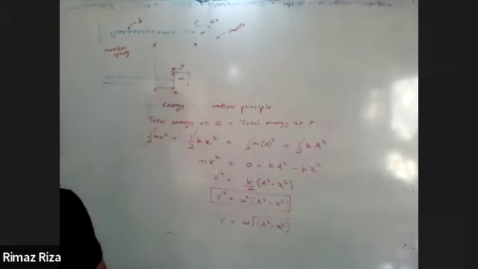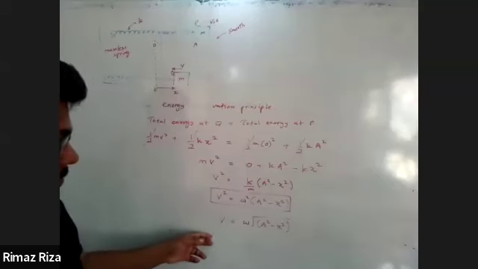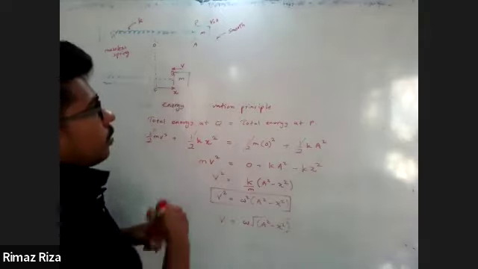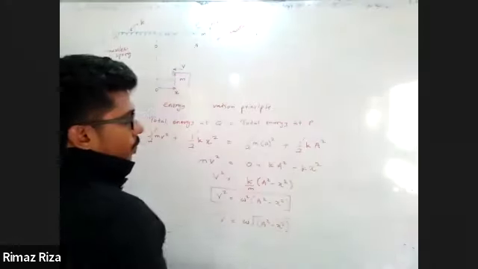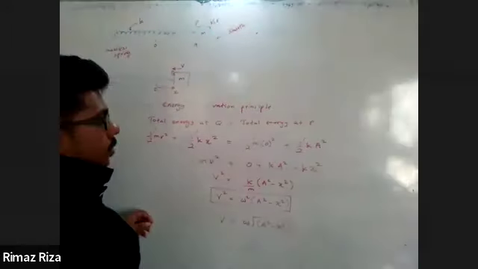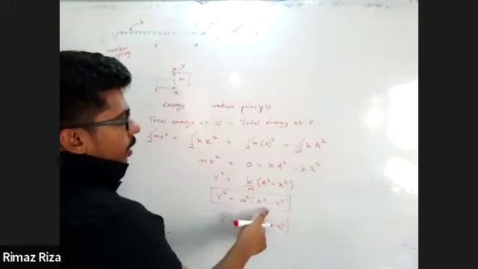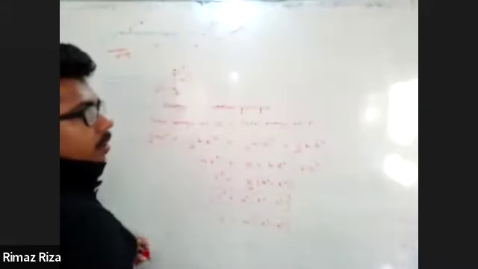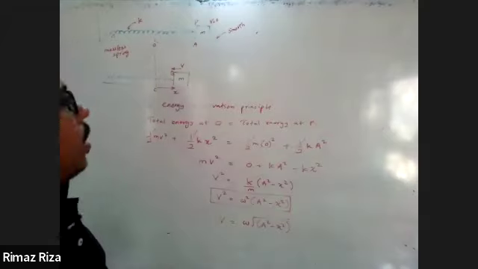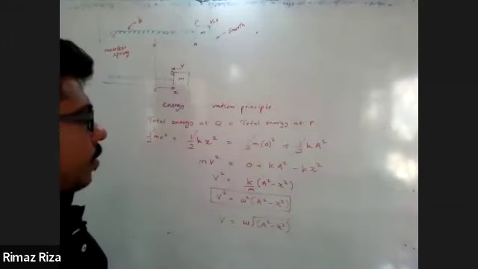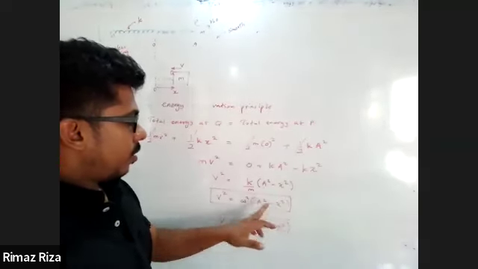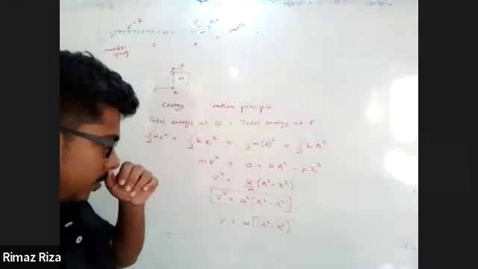Okay, the second point. The velocity of the particle in simple harmonic motion is 0 at amplitude. Velocity of the particle is 0 at amplitude. If you put minus a or plus a, for both scenarios, v will be 0.